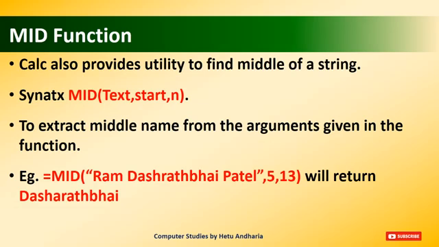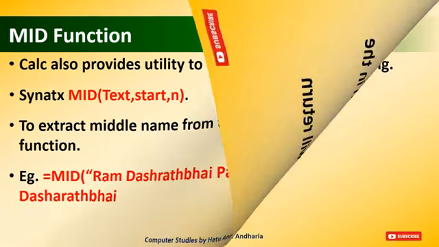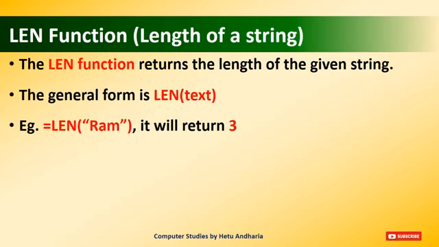Now practically I will be teaching you these three functions plus one more function. Start the practicals. One more function, the last function of this kind, is the len function. It is used to measure the length of the given string. The syntax or general form is equal to len into bracket, the cell address of that cell or the text. For example, if we want to measure the length of a text, is equal to len into bracket and double quotes ram. It will return 3.